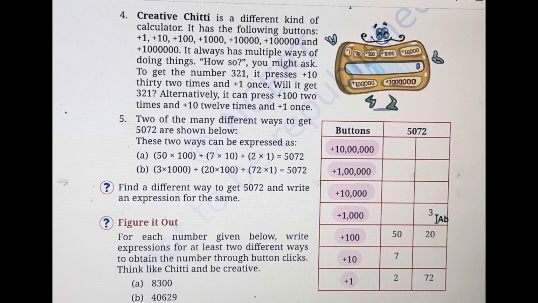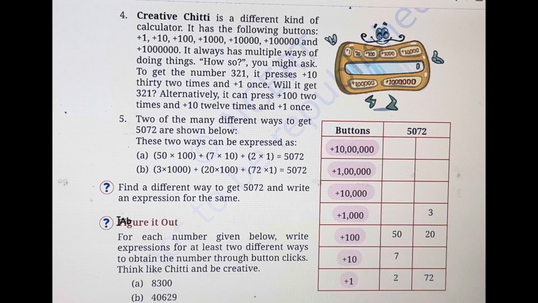Second way of doing it is press thousands button 3 times, so you get 3000. Then 100 button 20 times, so you get 2000 and +1 button 72 times. So again you are getting 5072.